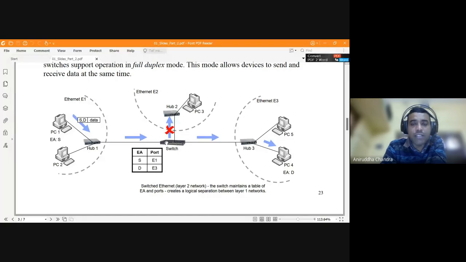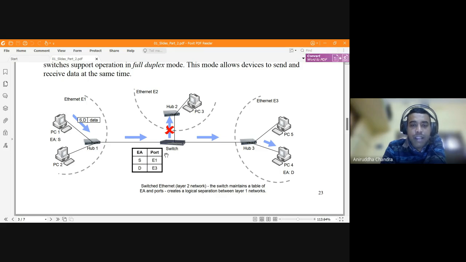But in this case, the switch can directly transfer the packet to E3 only. So obviously, the flooding of the packet in the whole network is reduced. Now, when the packet reaches Ethernet E3, it reaches hub 3, and obviously hub 3 again replicates the packet to PC5 and PC4, but PC4 accepts it and PC5 rejects it, and this is how the whole thing goes on. So obviously the difference here is made by the switch and the table it maintains.